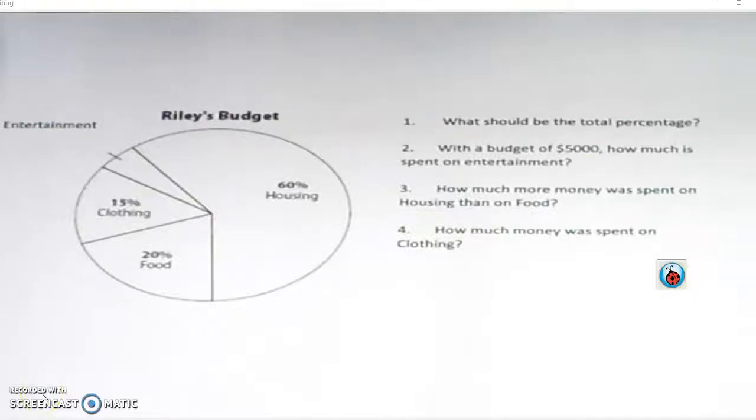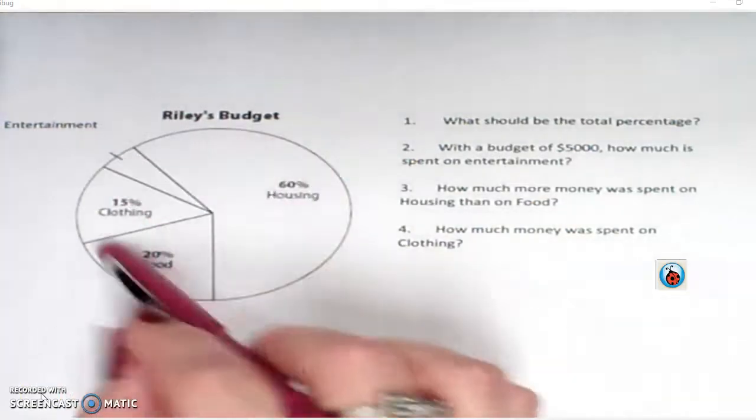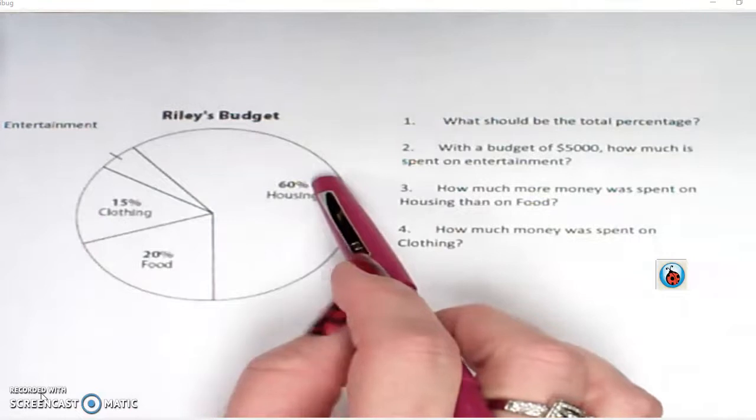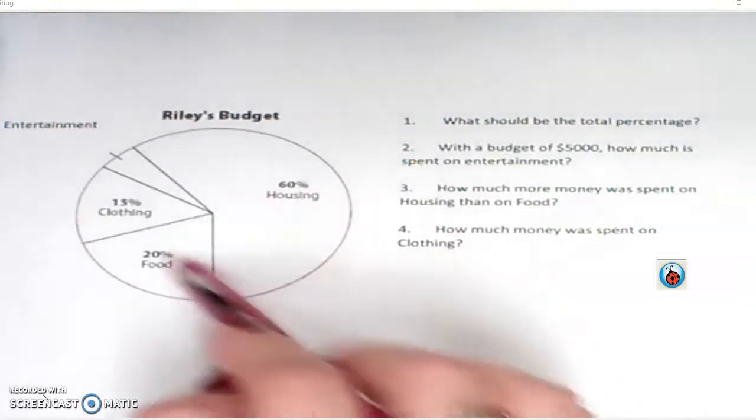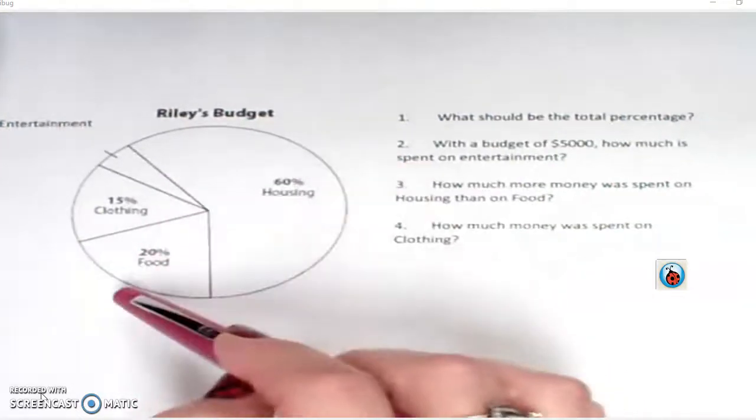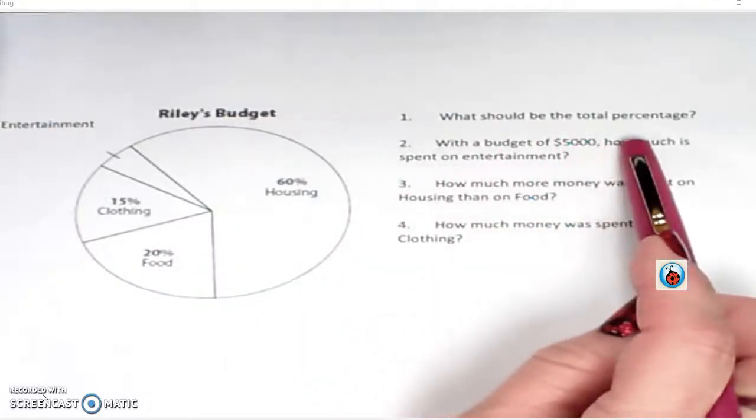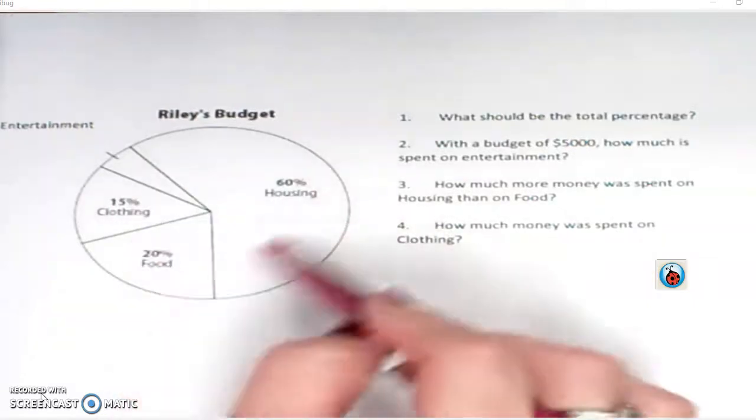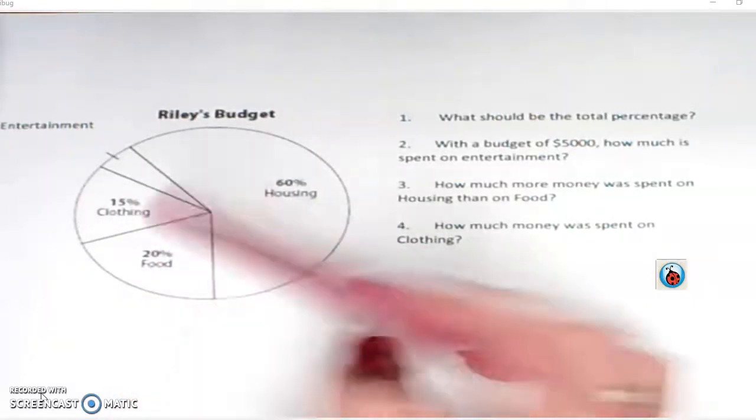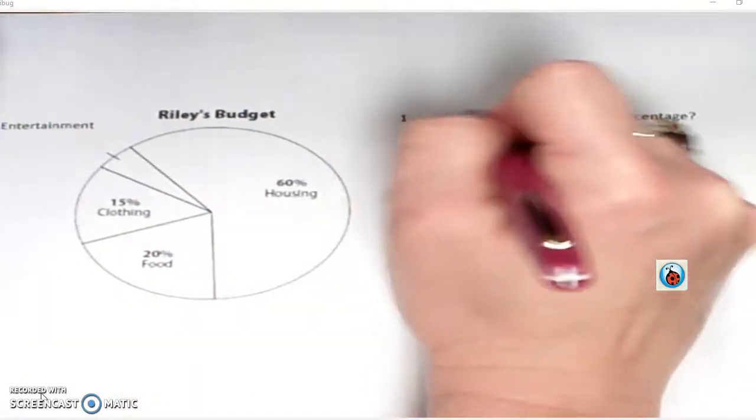So let's talk about circle graphs. When you look at a circle graph, it's going to be divided into the categories chosen. Clearly, the one chosen the most is going to have a bigger piece of the pie. When you look at this, what should be the total percentage? What should be the total amount for the whole thing? Well, the answer is 100%.